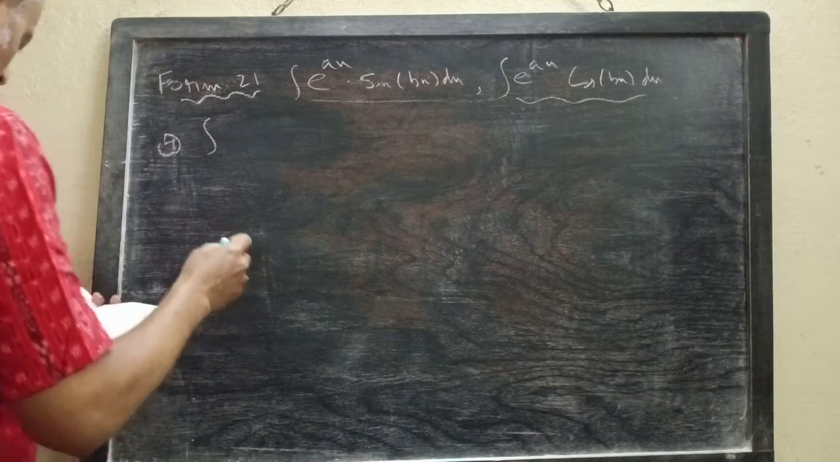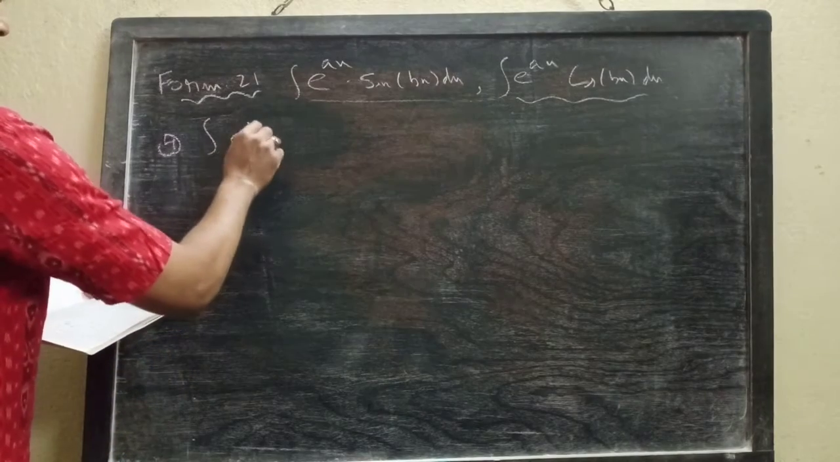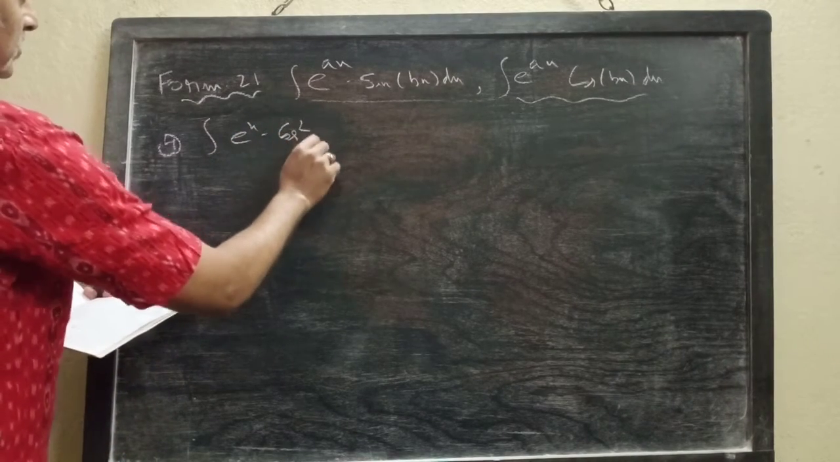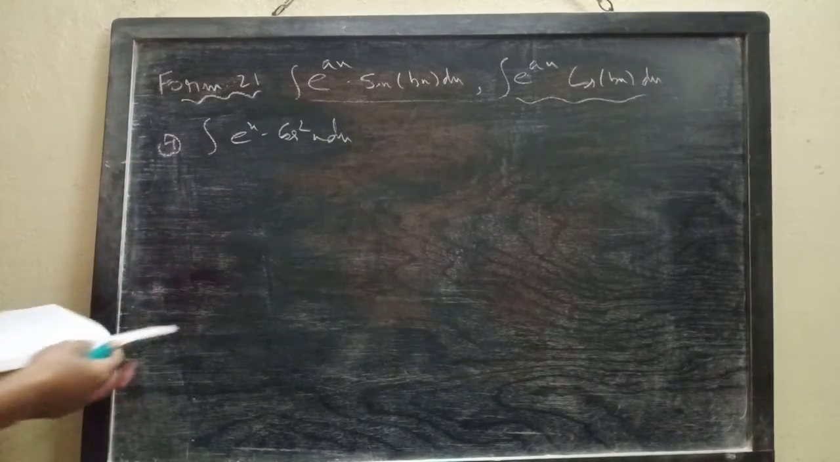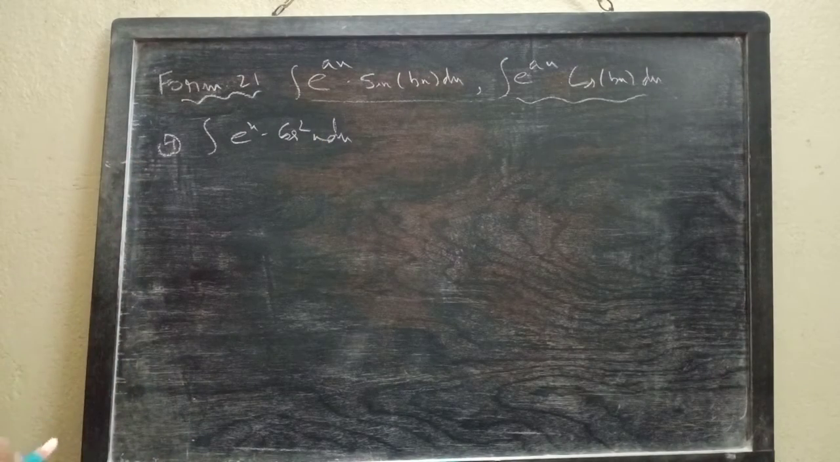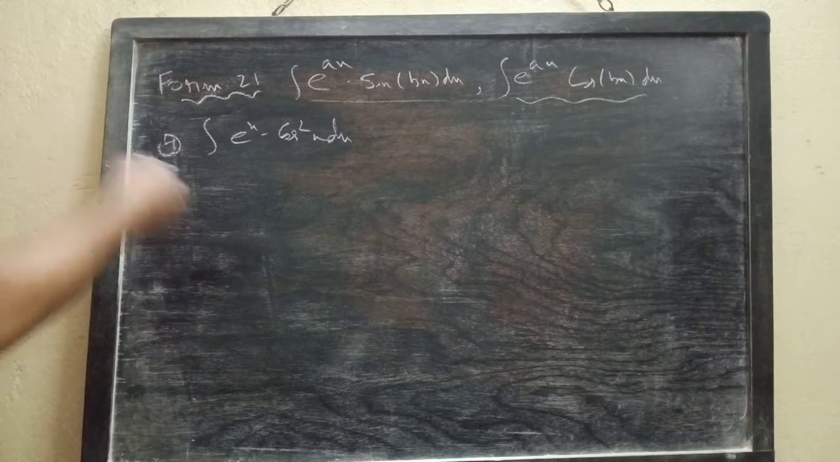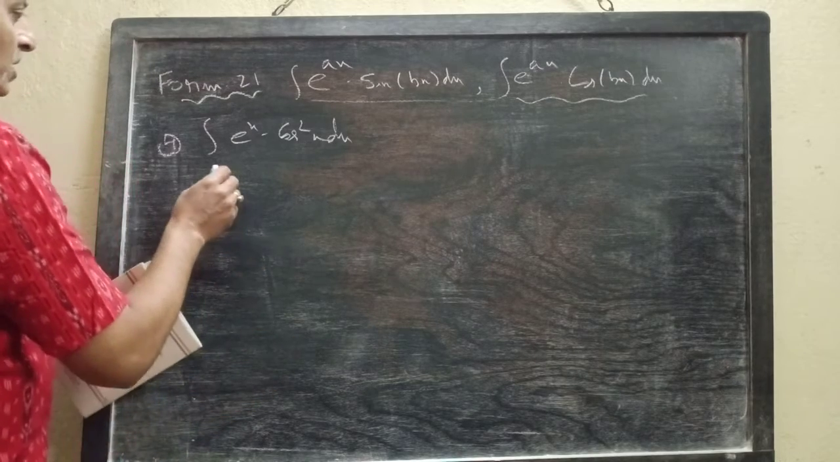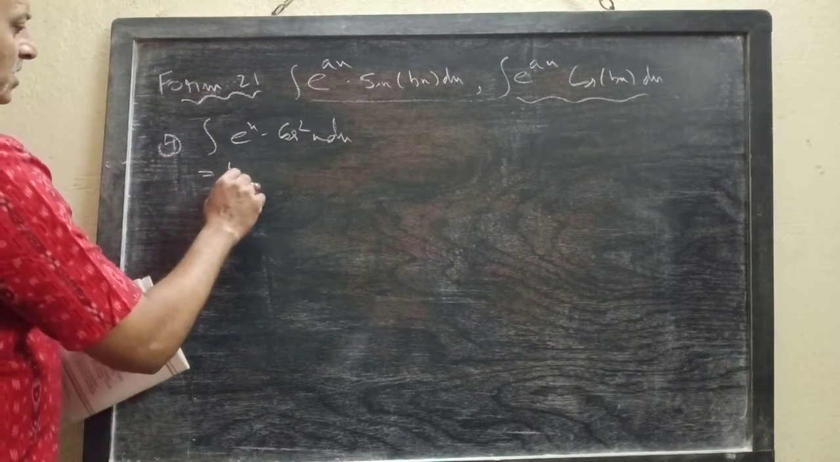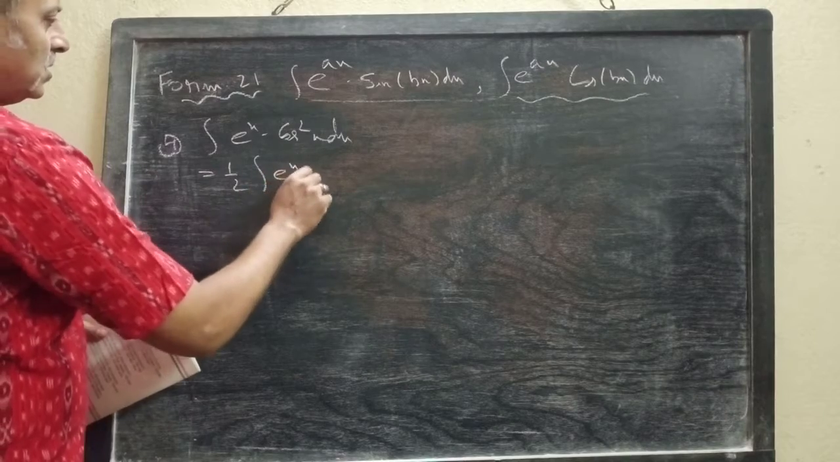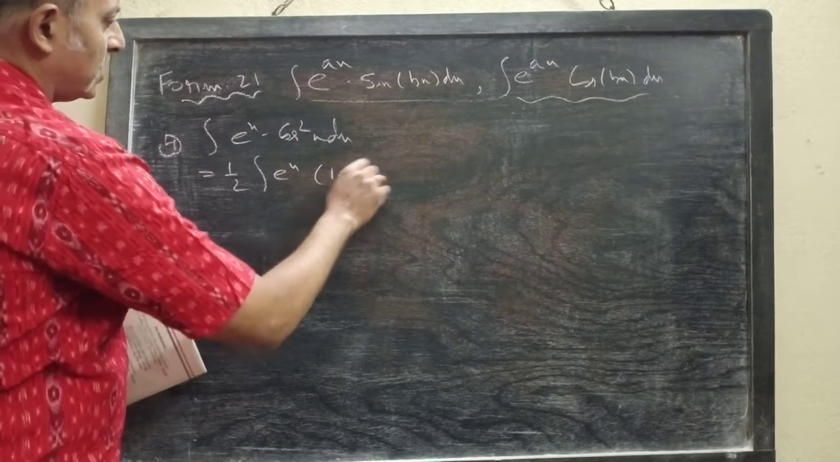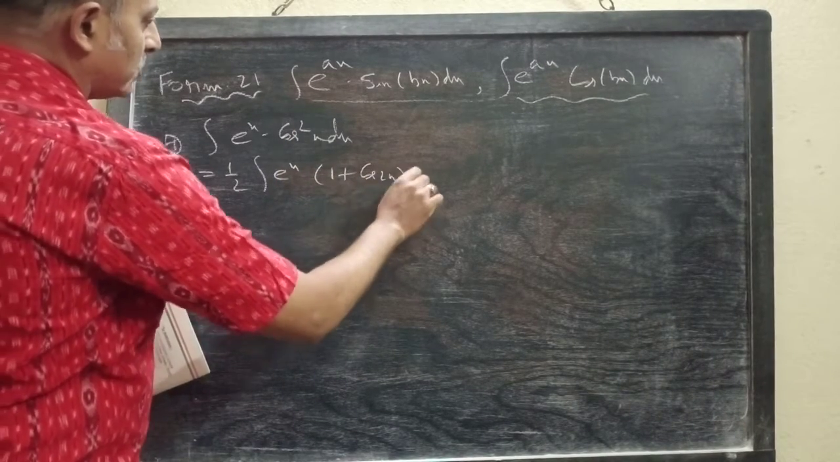Integration e to the power x cos square x. Look, this is not exactly in the form given above. So we have to make it to the form. How do we make this? Write half here. This is 2 cos square x, so we can write 1 plus cos 2x.